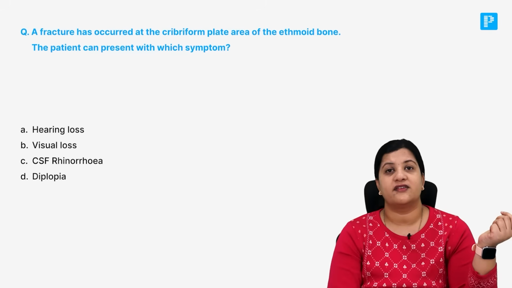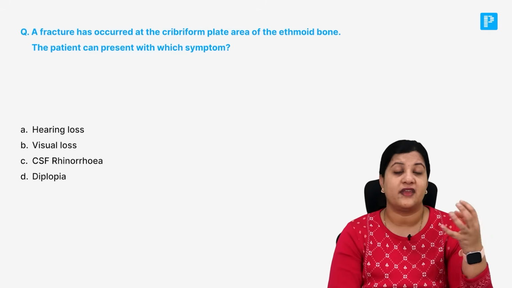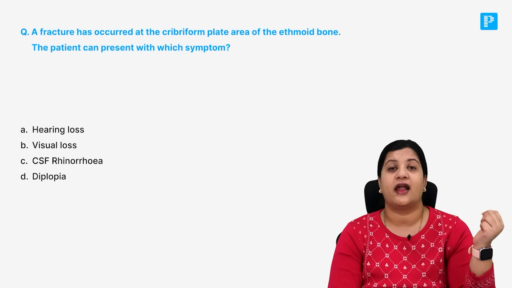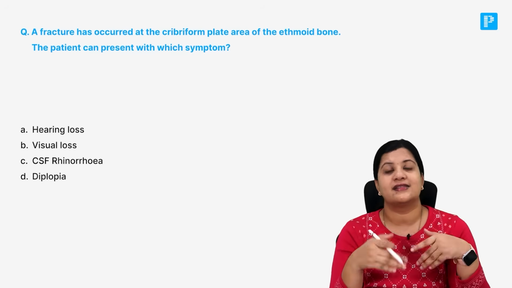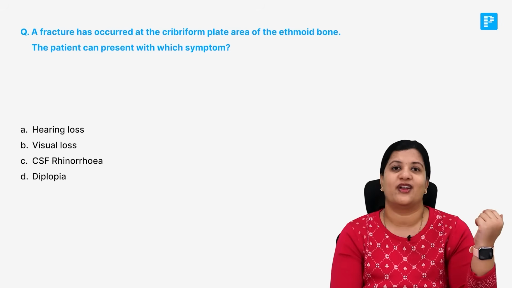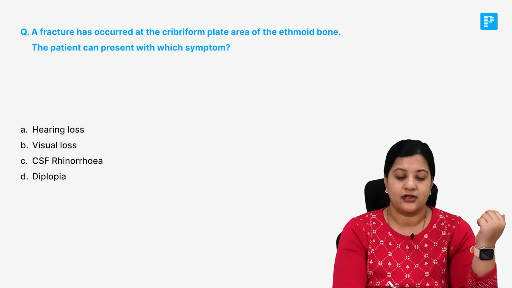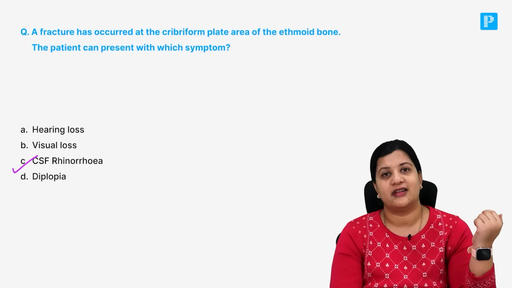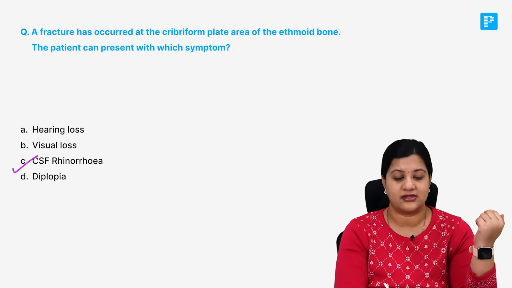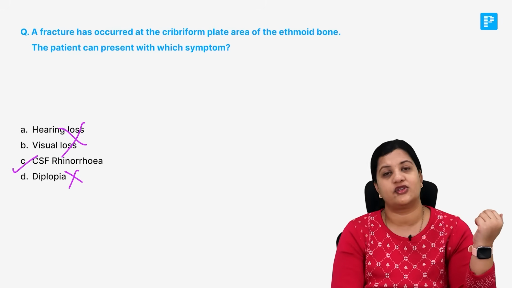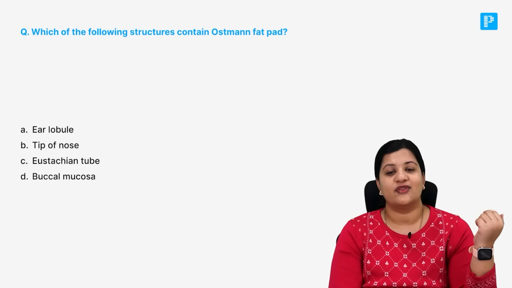So we know that if there is a fracture of the cribriform plate, which is the weakest area in the base of the skull, it can result in a dural tear resulting in CSF leak into the nose, which we call CSF rhinorrhea. So cribriform plate fracture will obviously lead to CSF rhinorrhea. It has nothing to do with orbit and hearing, so there is not going to be any hearing loss, visual loss or diplopia. Which of the following structures contain Osman's pad of fat?